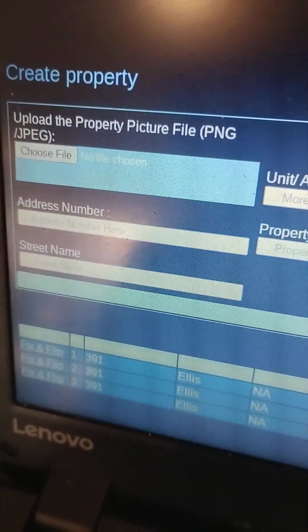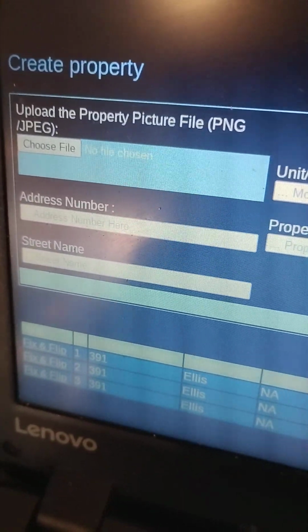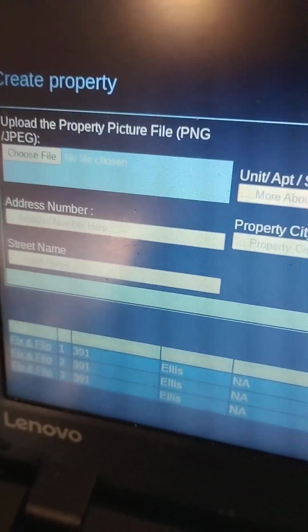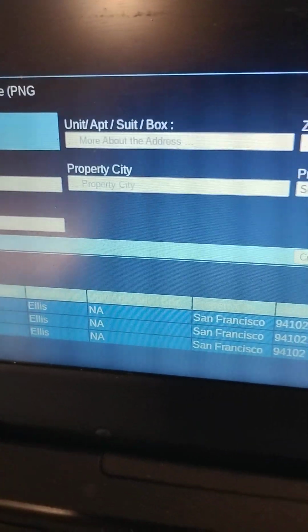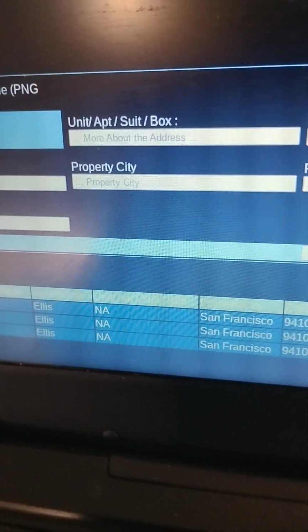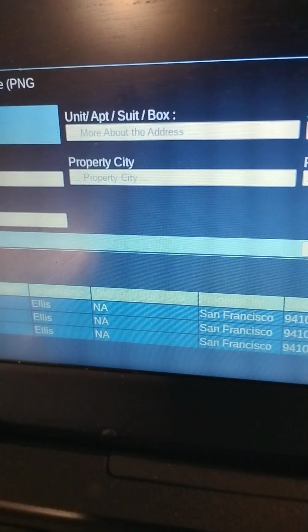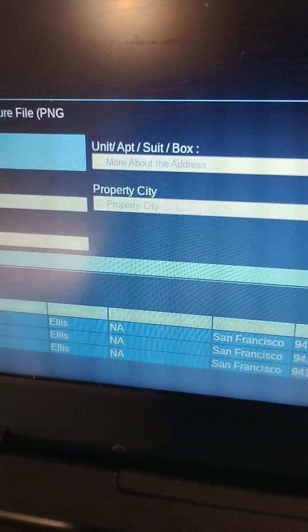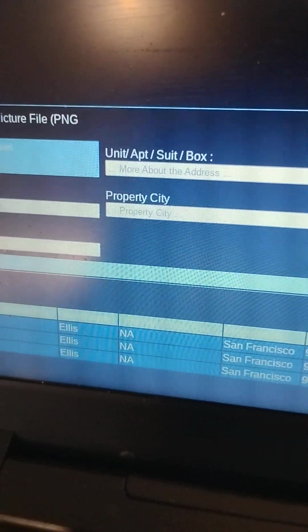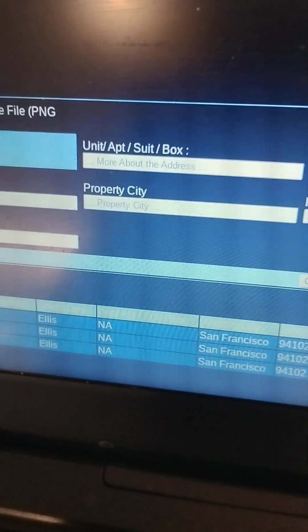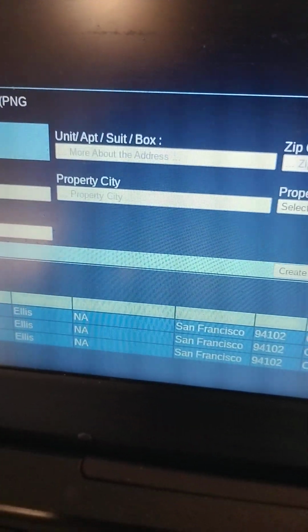You put the property, the picture of the property, mostly PNG or JPG, not GIF. I take out the GIF, and then we have the unit, apartment, APT for apartment, street or boxes. Now it depends. Here it's really hard to have a box. At least you have a PO box. But a lot of country people have boxes, so I don't want to mess around with boxes.